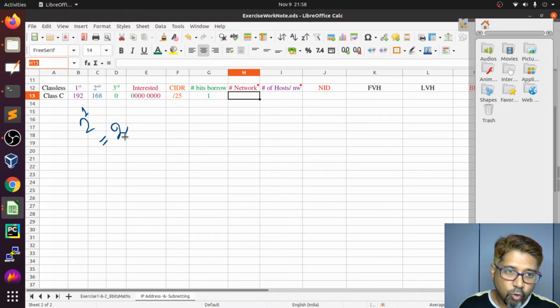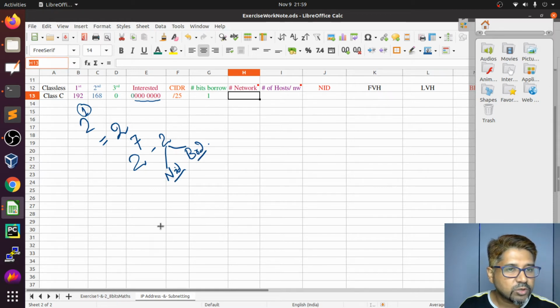And in the same way for hosts, you have to calculate how many bits remain. I have 7 bits remaining because 1 bit is borrowed here. So your hosts will be 2 to the power 7 minus 2. 1 for network and 1 for broadcast. We have already done a lab on broadcast and network ID, so you know that. So 1 for broadcast, 1 for network, and the remaining are the actual hosts.